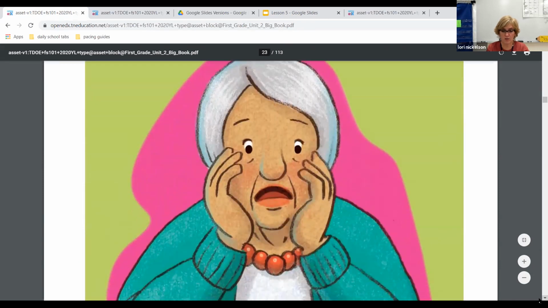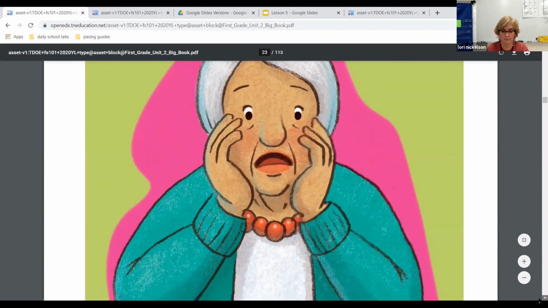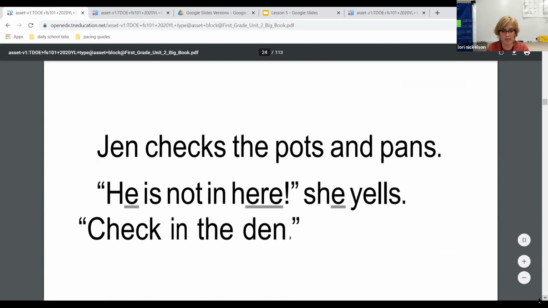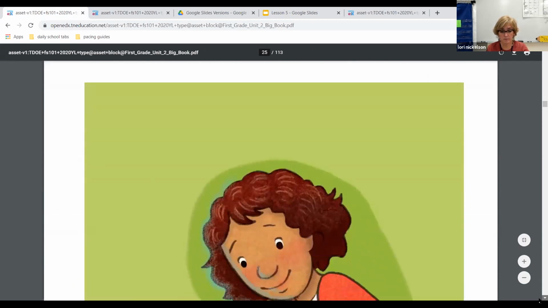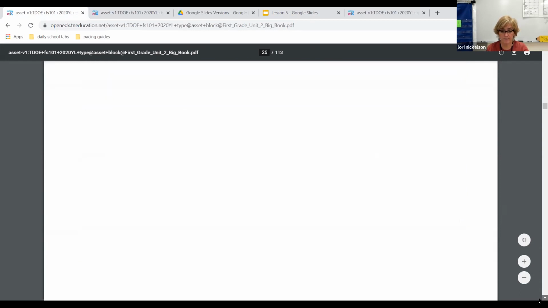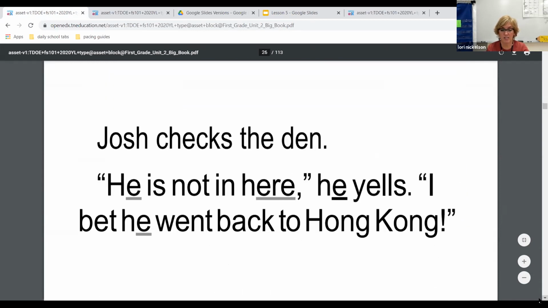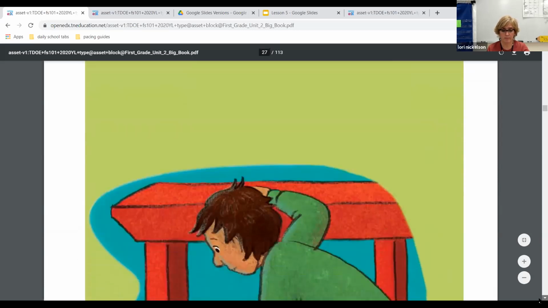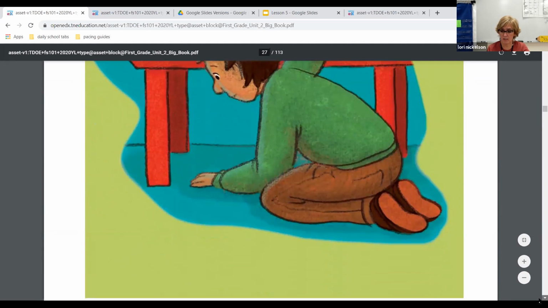Look at Gran. She looks frightened and scared. Jen checks the pots and pans. He is not in here, she yells. Check in the den. There's Jen checking the pots and pans. Josh checks the den. He is not in here, he yells. I bet he went back to Hong Kong. And he's checking under things.